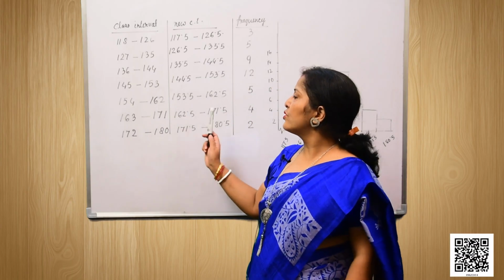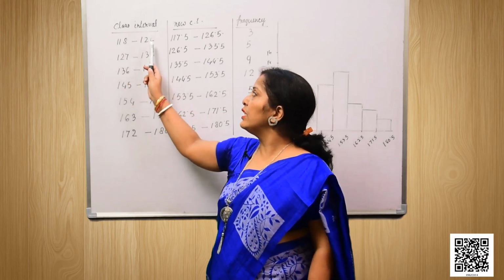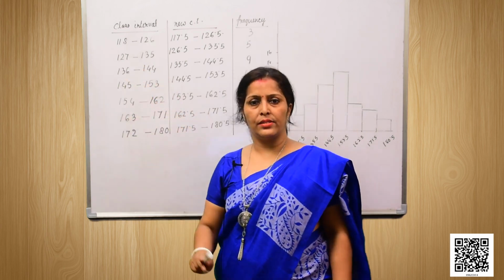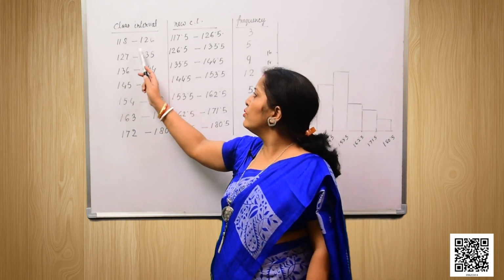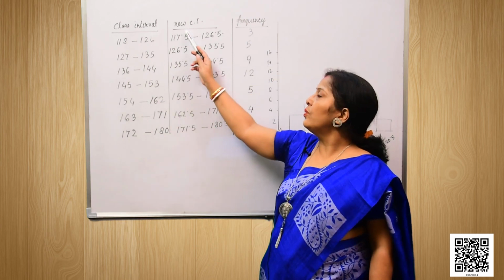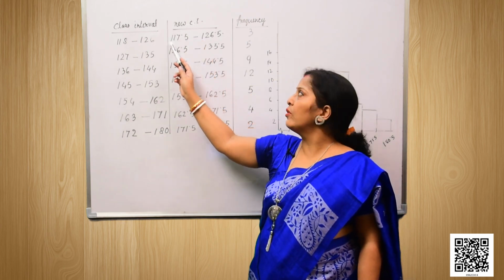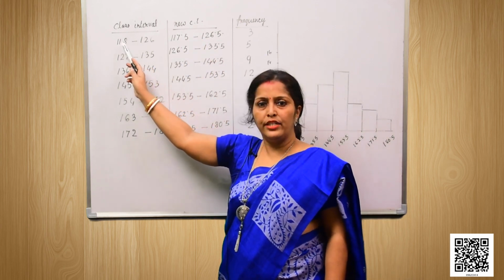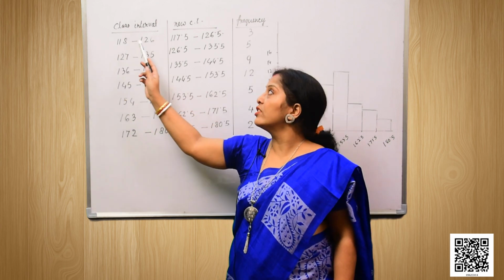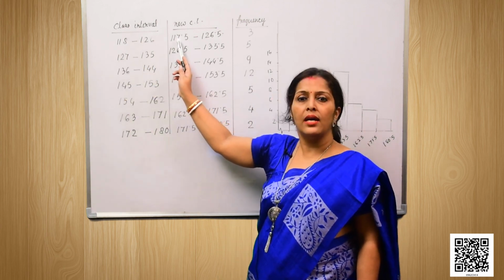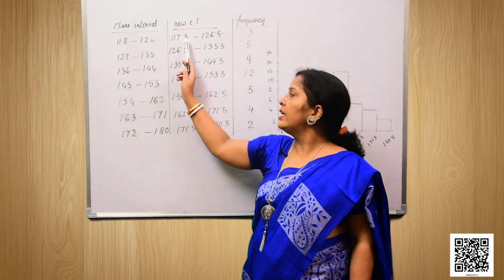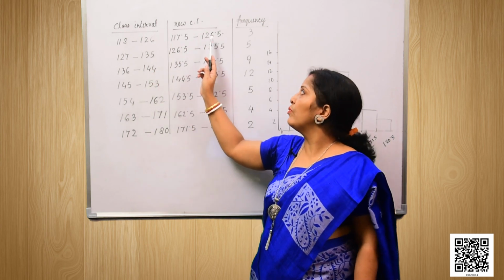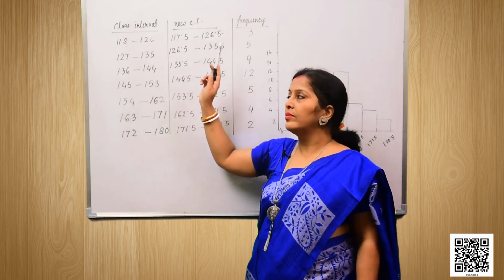But to draw the histogram, we cannot have a gap between the upper limit of the previous class and the lower limit of the next class. To overcome that, we have to make them the same. So in our new class intervals, we have 118 minus 0.5, which gives the new lower limit as 117.5, and similarly 0.5 will be added to the upper limit, so it will be 126.5.